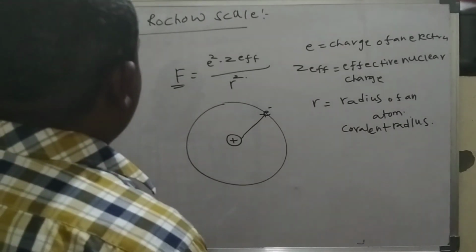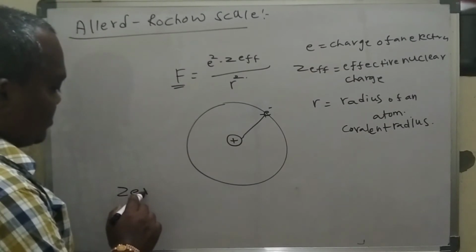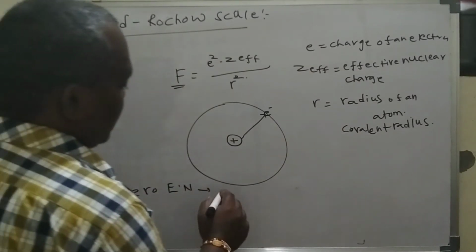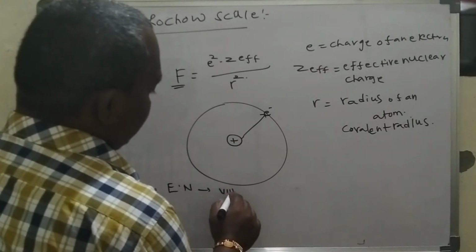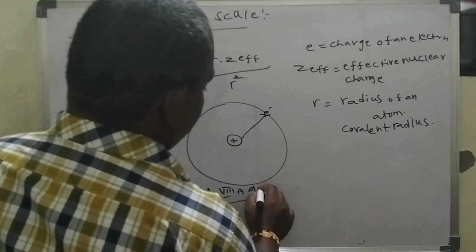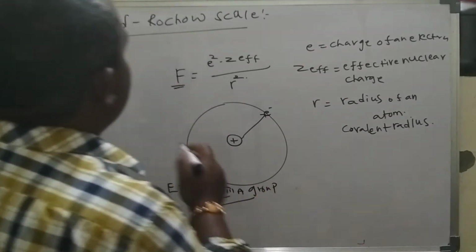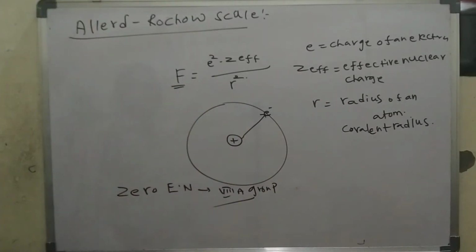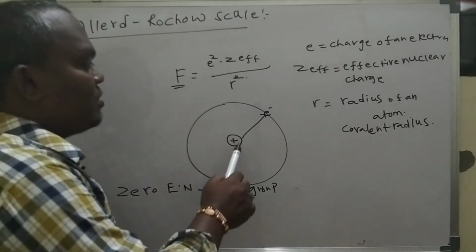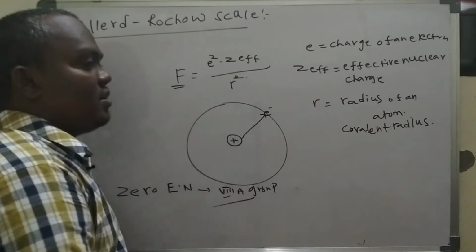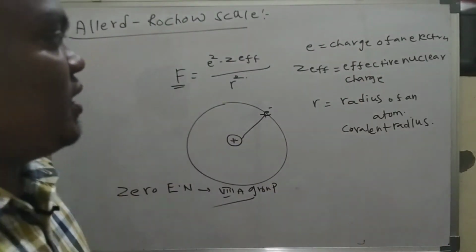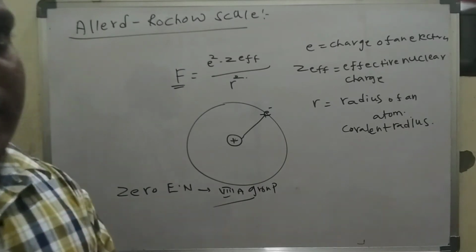Generally, zero electronegativity values are exhibited by the group 8A elements. So according to the Allred-Rochow scale, the force exerted by the nucleus on the outermost electron at a certain distance is called the electronegativity of an atom.